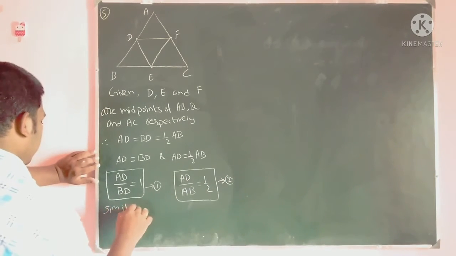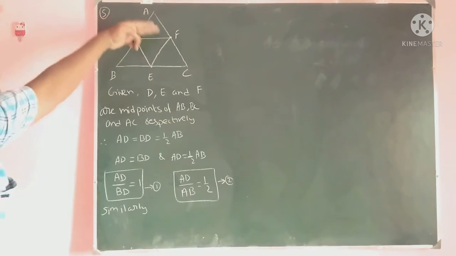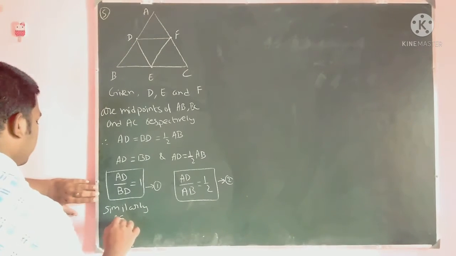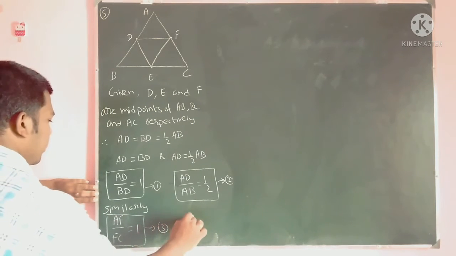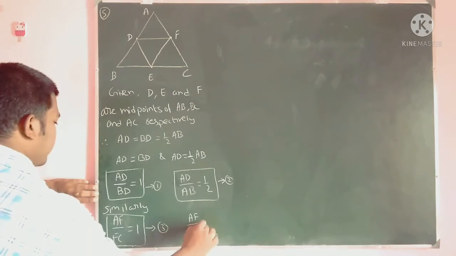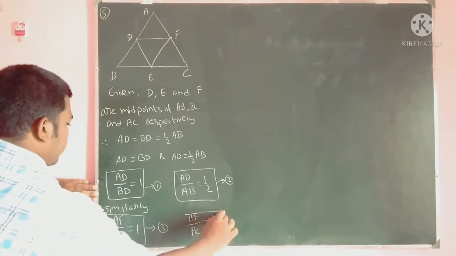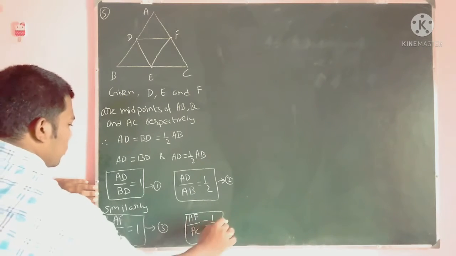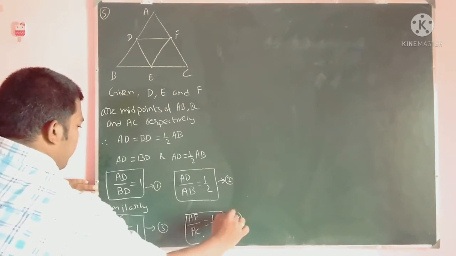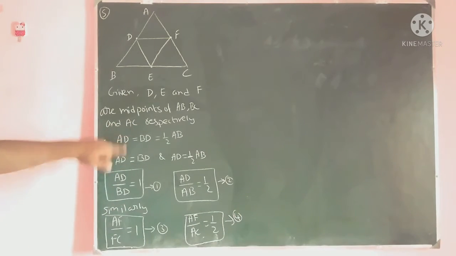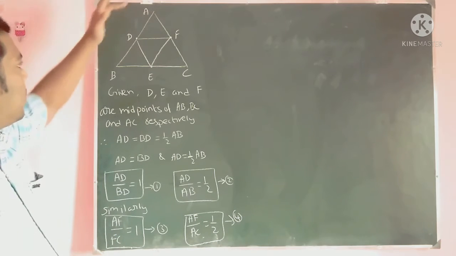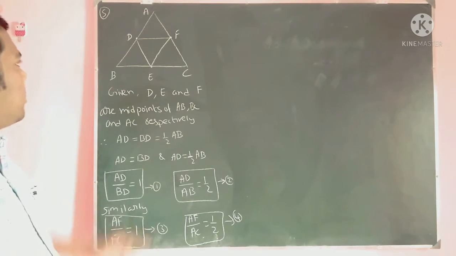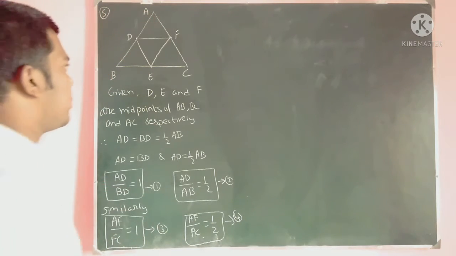Similarly, now we can write AF by FC is equal to 1 and AF by AC is equal to 1 by 2. The same conditions apply, because AF is equal to FC. So AF by FC is equal to 1 and AF is equal to half of AC. By that we can write AF by AC is equal to 1 by 2.